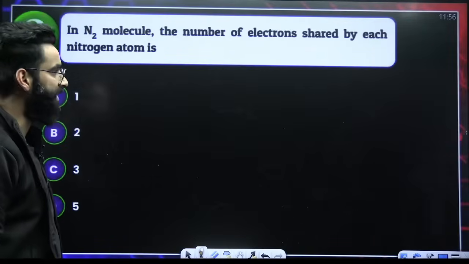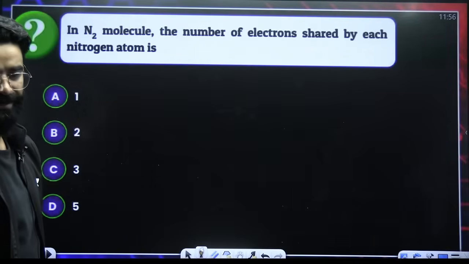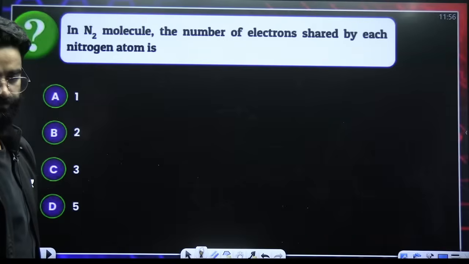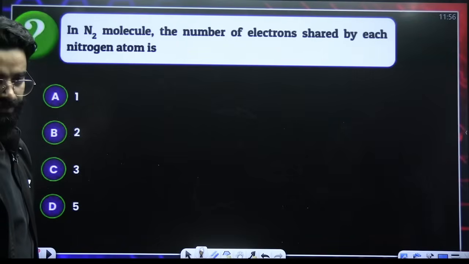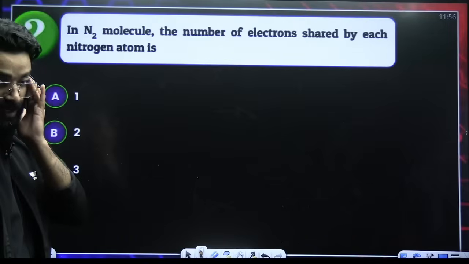In N2 molecule, the number of electrons shared by each nitrogen atom.